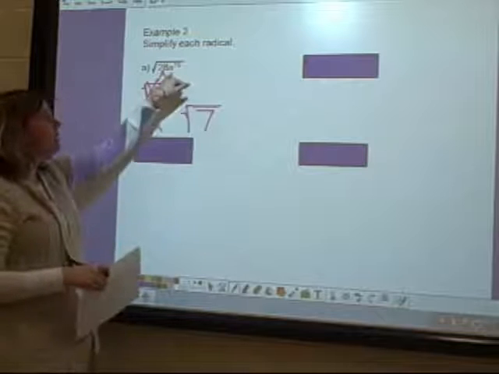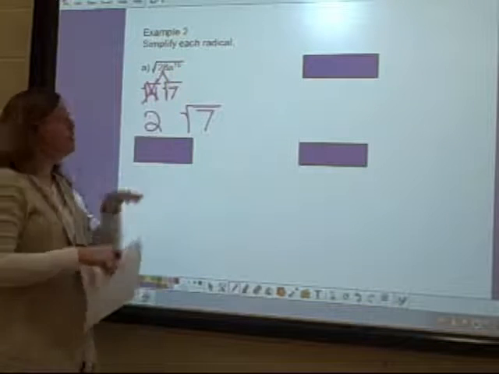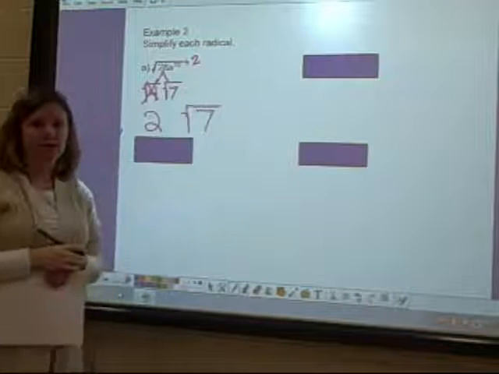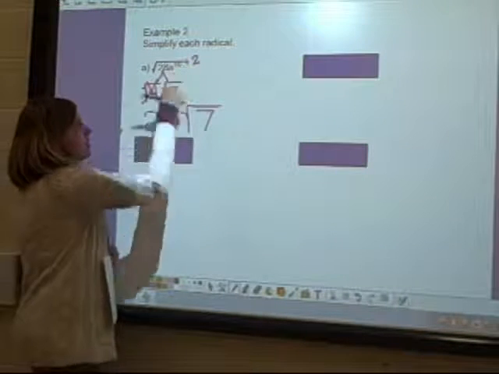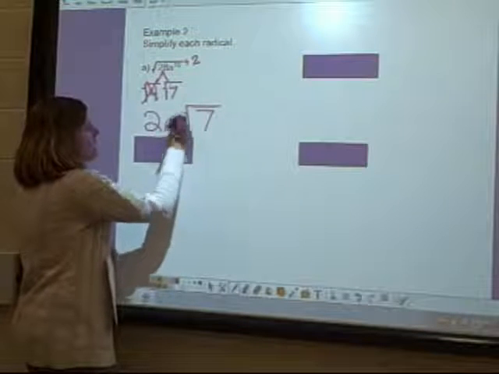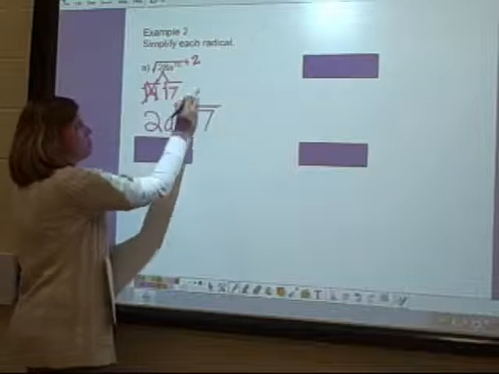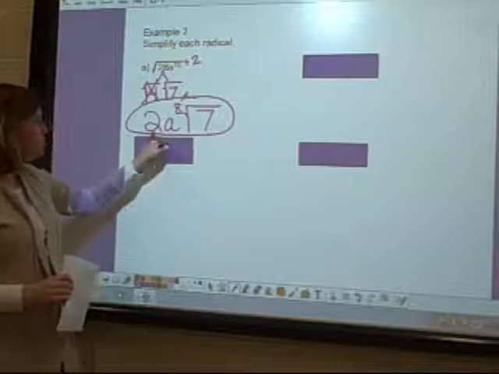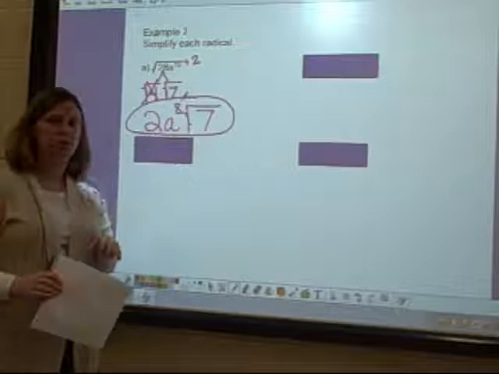Now, like I said, when you take the square root of a to the 16th, you're going to divide the exponent by 2 in order to take the square root of it. And 16 divided by 2 is 8, so a to the 8th comes out because you took the square root of it. So your final answer is 2a to the 8th times the square root of 7.